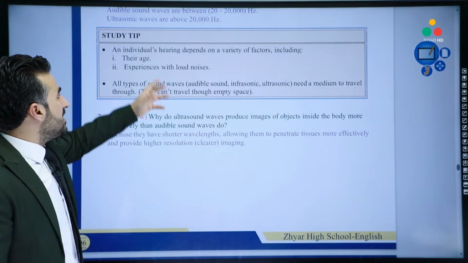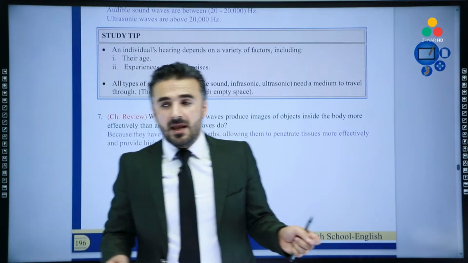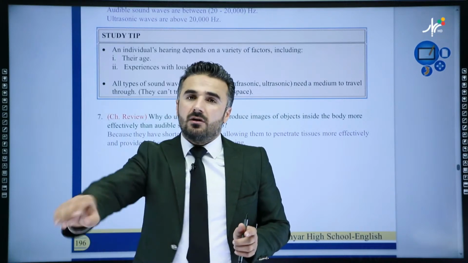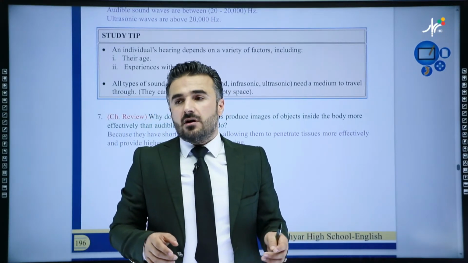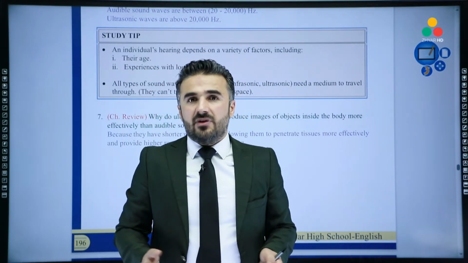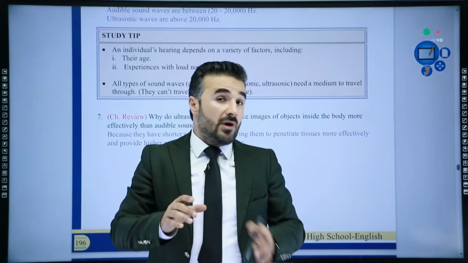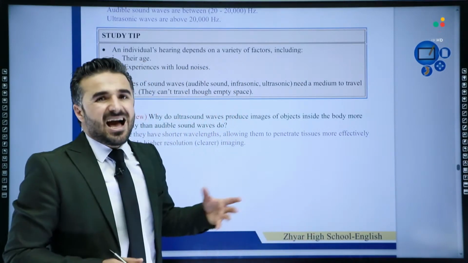Okay, so experiences with loud noises. You would often see musicians with something inside their ears, protecting them, because even though the sound of these instruments might seem very nice, if you're hearing them for too long, it might be very annoying. It might damage your hearing. And of course, you have to protect it.